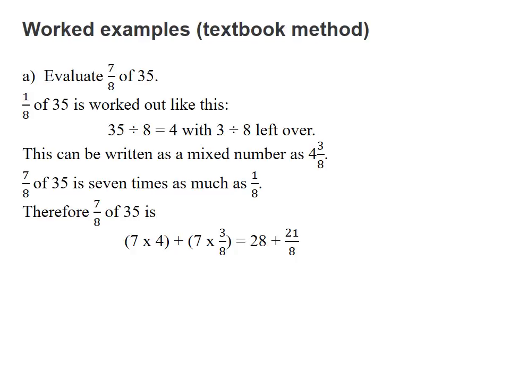That 21 over 8 can be written as a mixed number, that's 2 and 5/8. And so it's 28 plus 2 and 5/8, which is 30 and 5/8. If you find that a little bit difficult, see if this second method may help.